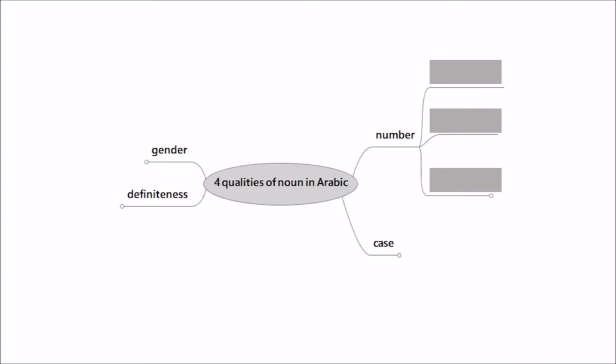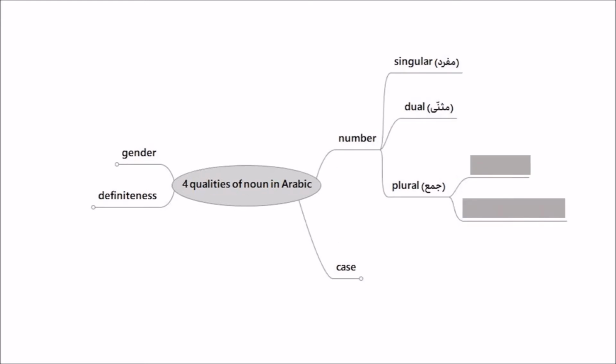There are 3 types of a noun based on the number. They are mufrad, which means singular. The second is muthanna, which means dual. The third is jama', which means plural. The types of plural noun are saalim, which means sound plural, and taksiir, which means broken plural.